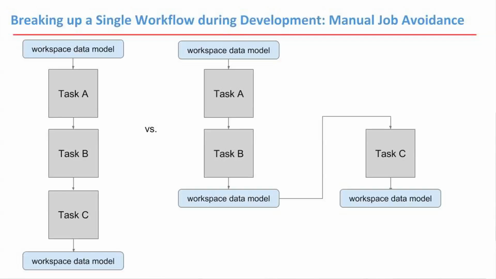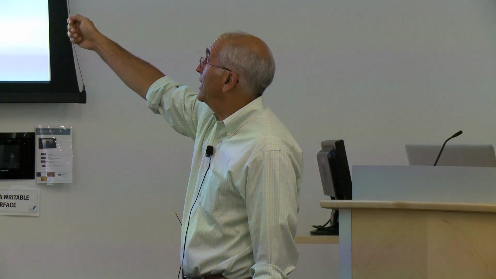Right now we don't have job avoidance. We will hopefully in the near future, but this means that during development, what you might want to do is break up your, say, 3-step workflow into multiple workflows and run each workflow independently. You save the results back to the data model, and then you can run the final step.